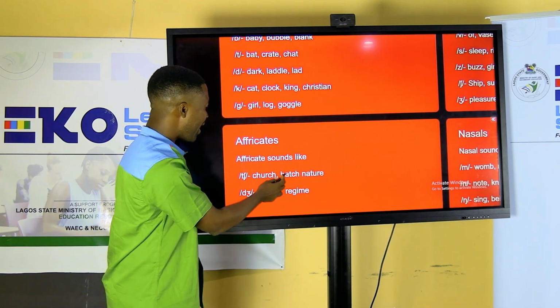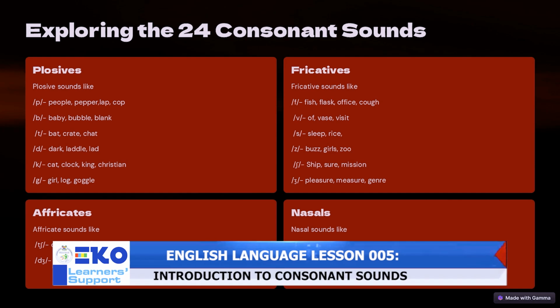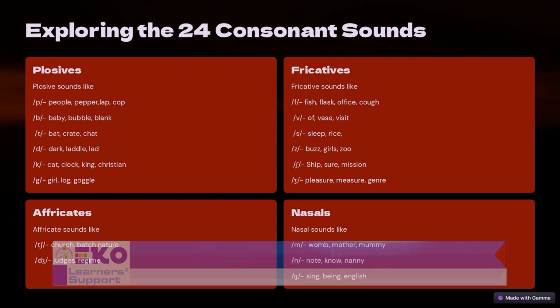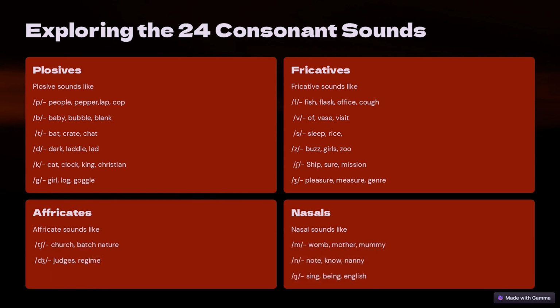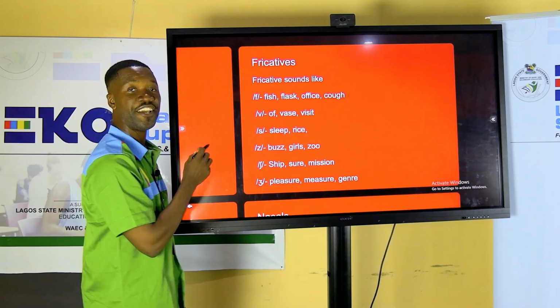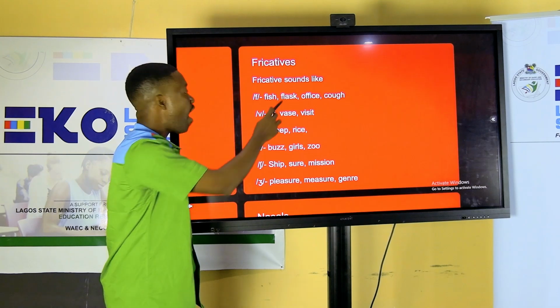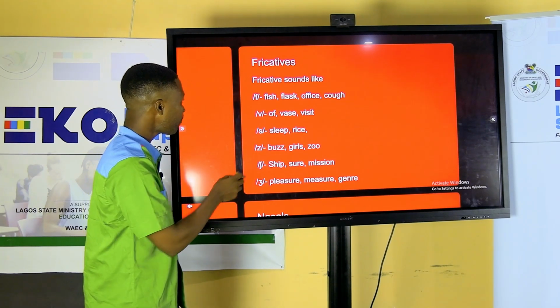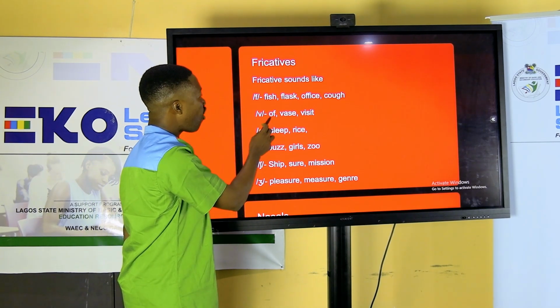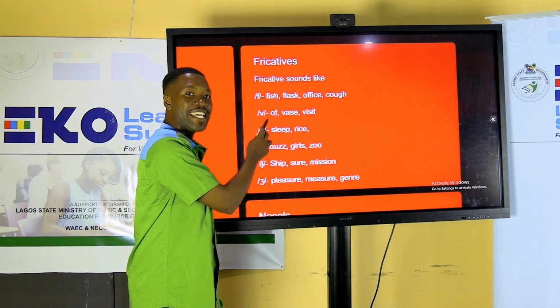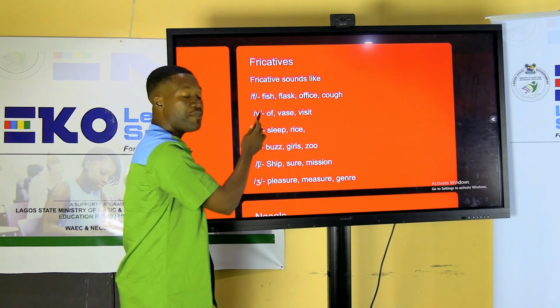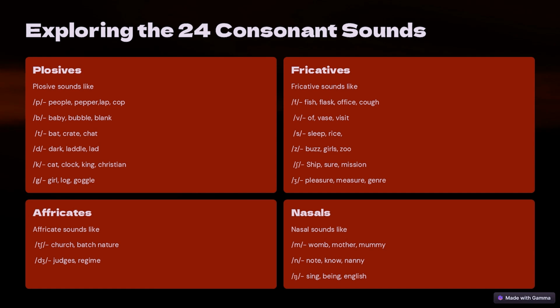church, batch, nature. We have j as in judge or judges, and regime. Okay, we go to our fricatives. Our fricative sounds like f in fish, flask, office, calf. And v as in of. This word is mostly mispronounced by students. It is not of, it is of. We have vase and visit.